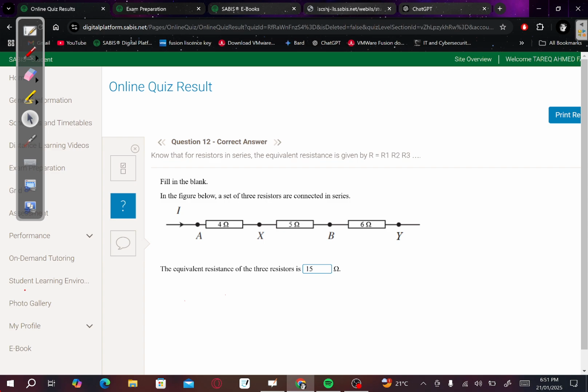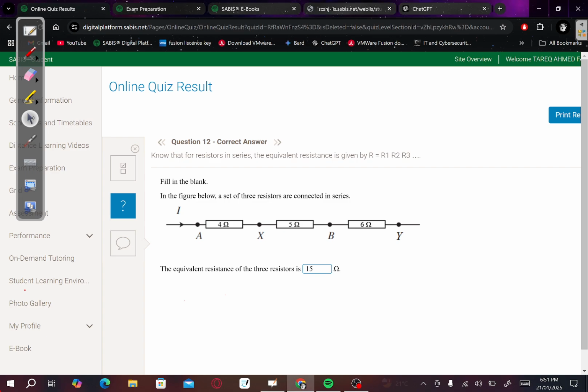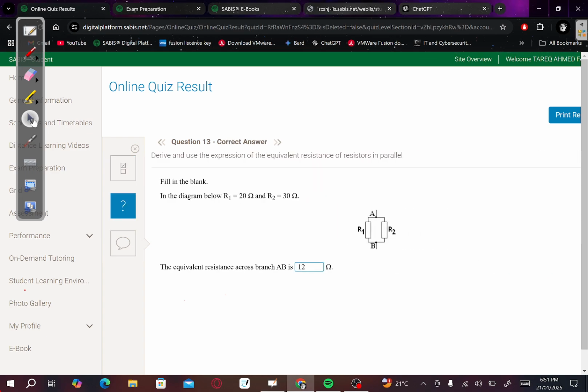Okay, this is very easy. Resistance in a series circuit is additive. So R1, R2, R3. This is going to be 4 plus 5 plus 6, which equals 9 plus 6, which is equal to 15. This is very easy. Question 16 or 13, sorry, I don't know where I got 16 from.